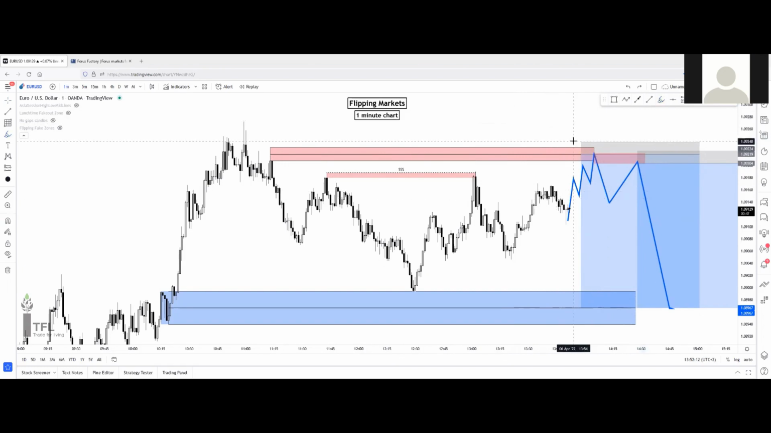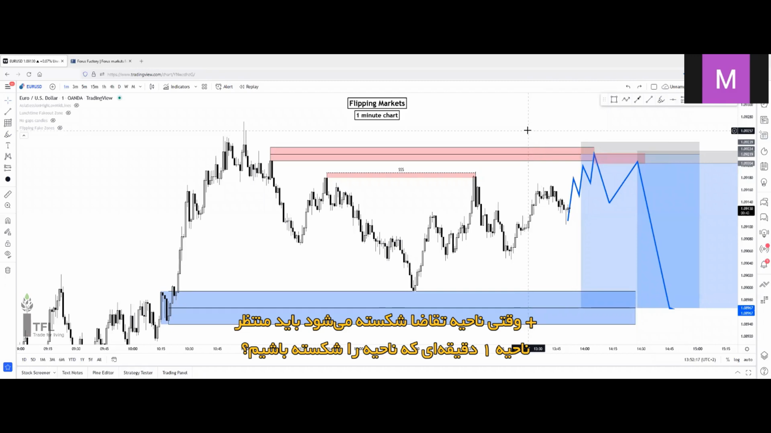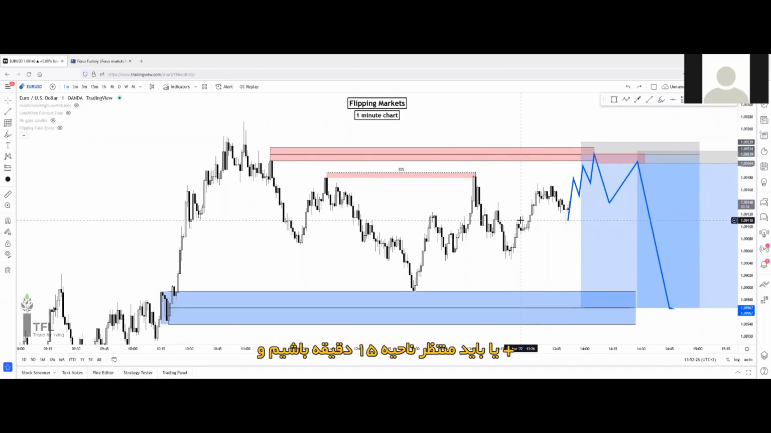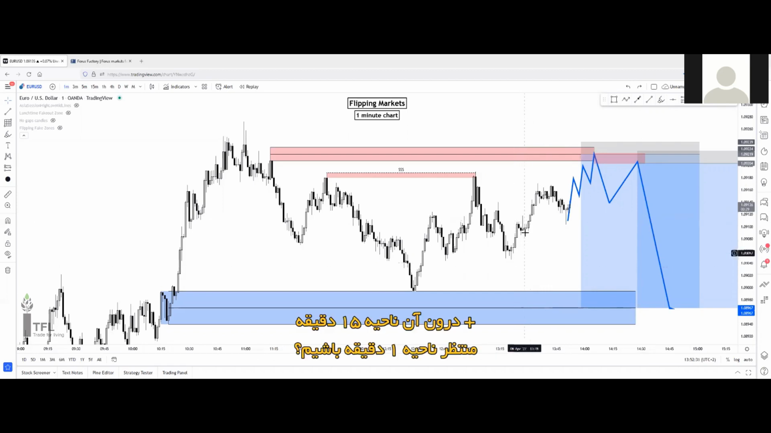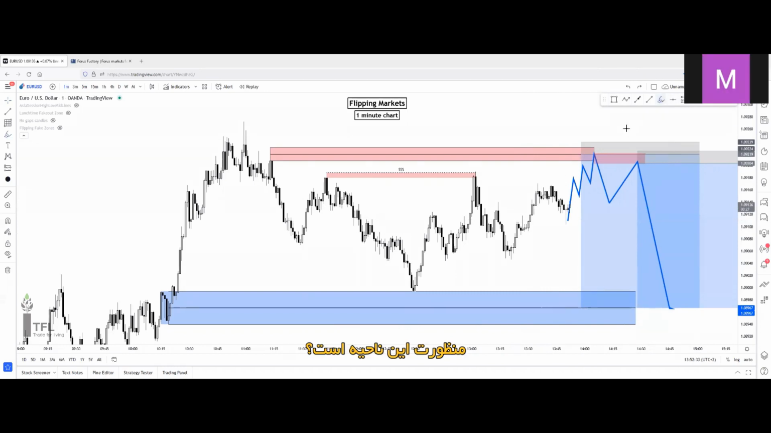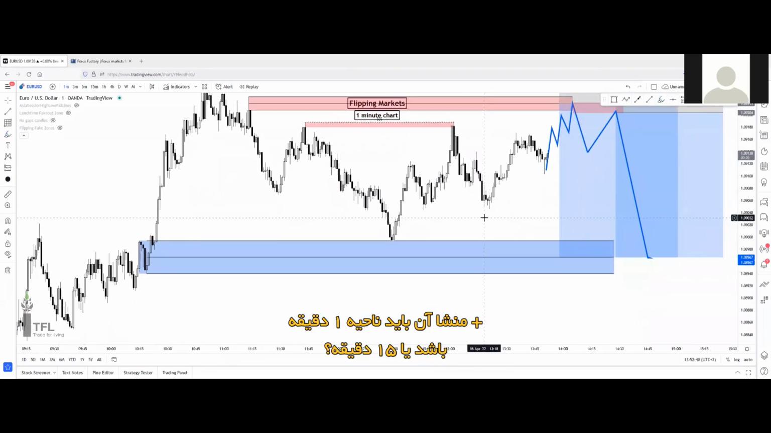Thank you. Can I ask a question? Of course. You said that demand will be broken, right? If that demand is broken, should we wait for the 1 minute zone which broke the demand, or should we wait for the 15-minute zone, and inside that 15-minute zone again look for a 1 minute entry? You mean this one? If that is broken, yeah. Is the cause of that a 1 minute zone, or should we wait for a 15-minute zone? Depends on the price action.